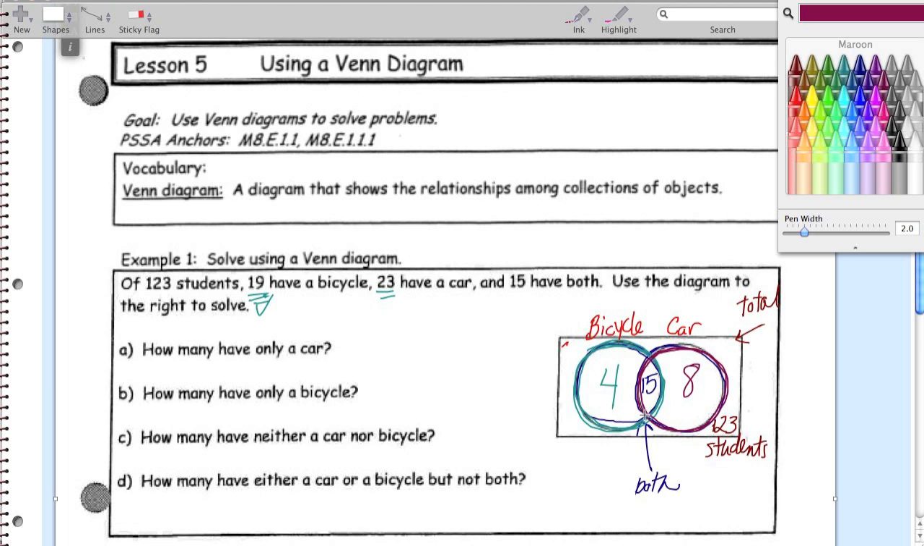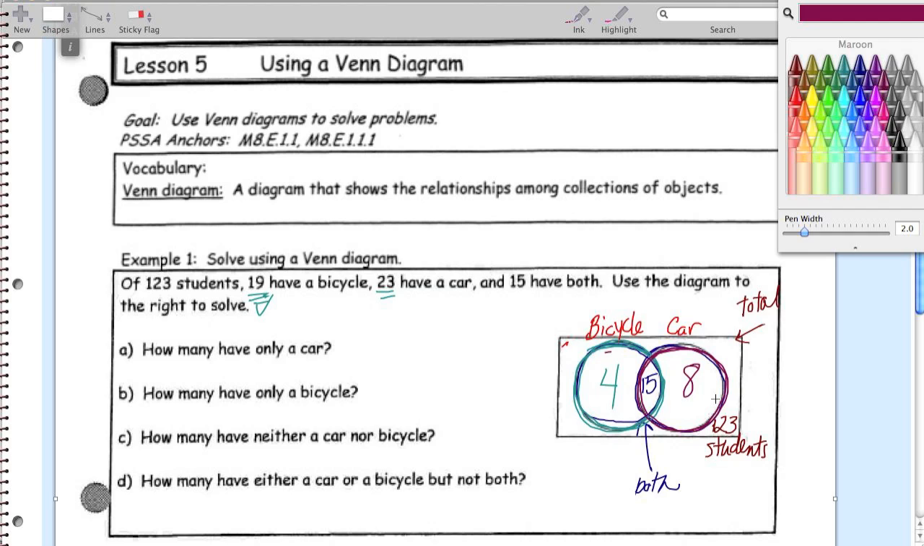Sometimes it helps to visualize it as if you actually put people in circles: 15 people would be in the middle, 4 with only a bicycle would be on the left side, 8 on the right. Sometimes it helps make it a little more clear. But now that we have this, we have represented 19 with a bicycle, 23 with a car, 15 having both, and 123 total students that were polled.